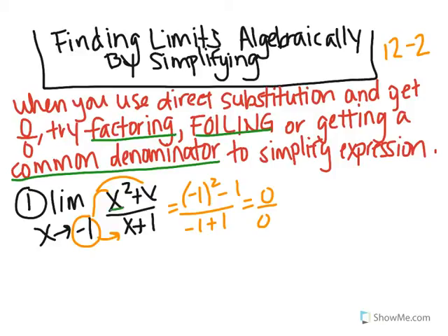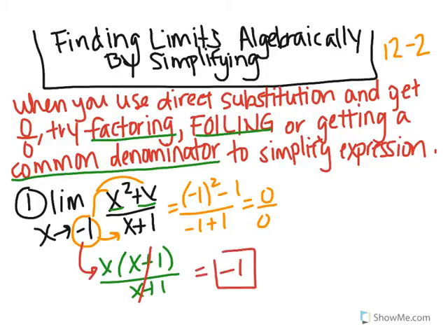So since there's an x in common, I'm going to take out an x, and I'm left with x plus 1. And I have a common factor that can actually cancel and simplify. So now I can just plug in the value of the limit, -1. So I end up just getting -1 for the limit.